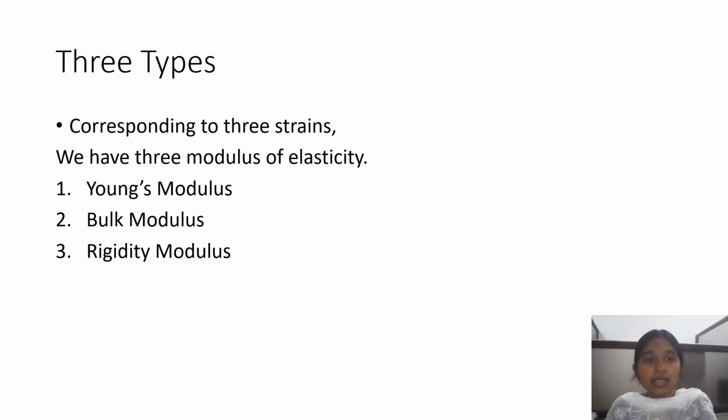Now, there are three types of modulus of elasticity, and they are classified based on the type of strain acting on them. So we know that there are three types of strains. One is linear strain, then there is volume strain, and then there is shear strain. So now the first type is called Young's modulus, then there is bulk modulus, and then we have rigidity modulus or shear modulus. Now we are going to look at what these are separately.